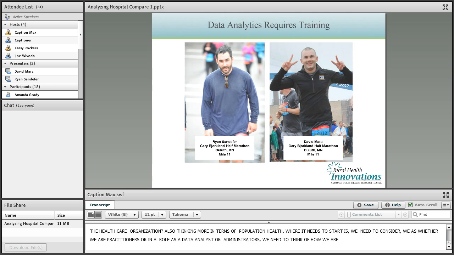So we have the data. The question now is, what do we do with it, and how do we do those things with it once we have it?